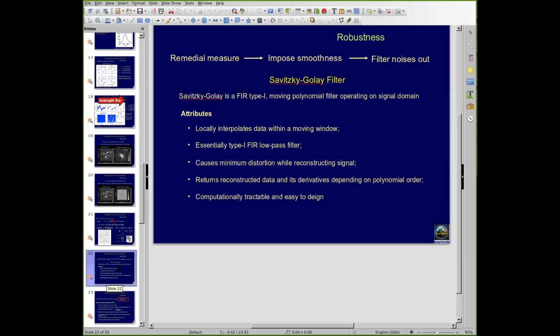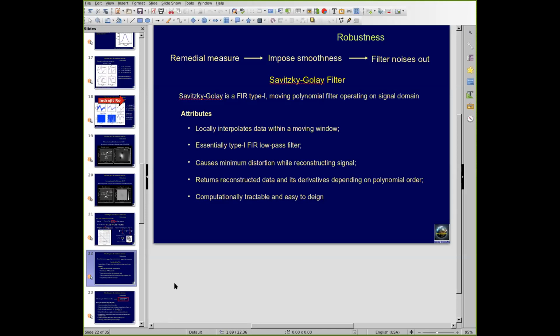They are just like a gate crasher. They just enter and create the mess. So for that, there's one kind of very nice filter. It's called the Savitsky-Golay filter, which is basically an FIR type 1 moving polynomial filter, which was developed by Savitsky and Golay way back in 1964.